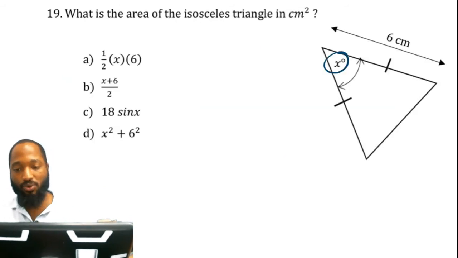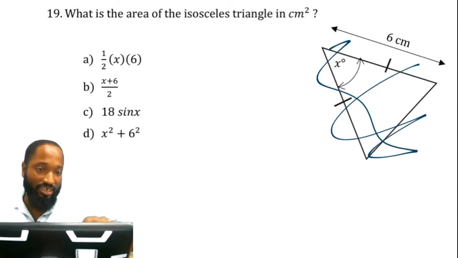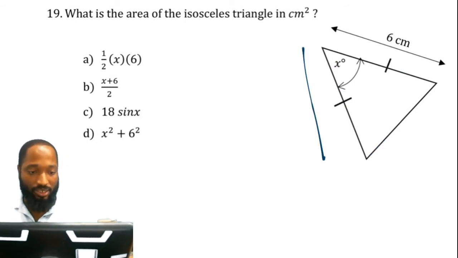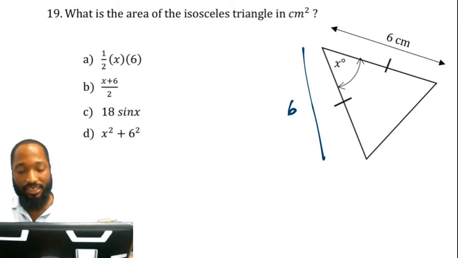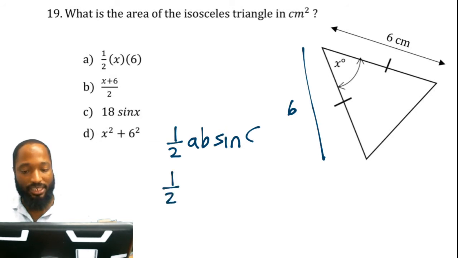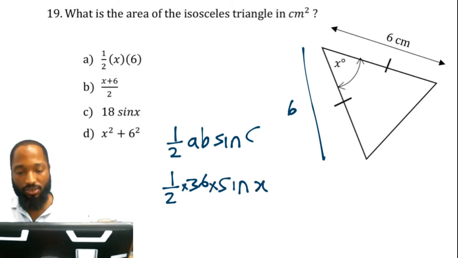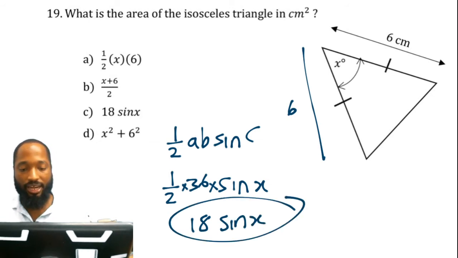This here is X. This is the angle. This is not a right angle triangle. It ain't looking so. It's an isosceles, so this is 6 as well. So the only one we could use is this. Half AB sine C. Half, what is A and what is B? 6 and 6. 6 by 6 is 36. Sine, what is C? C is X. So it's like 18 sine X. 18 sine X is the answer there.